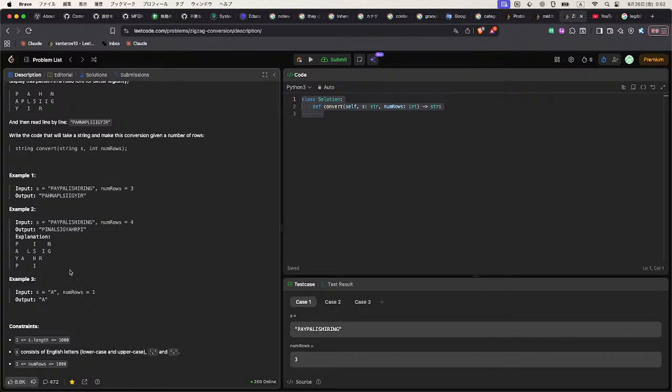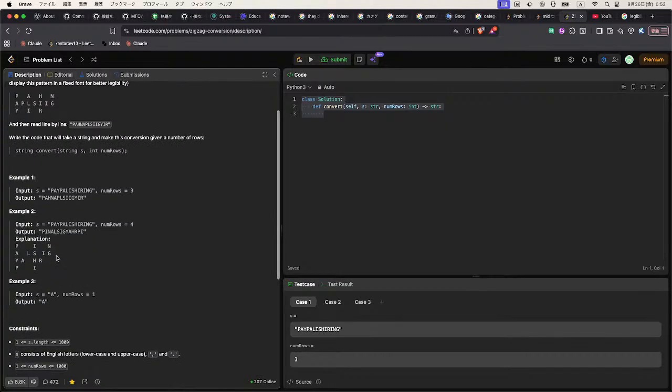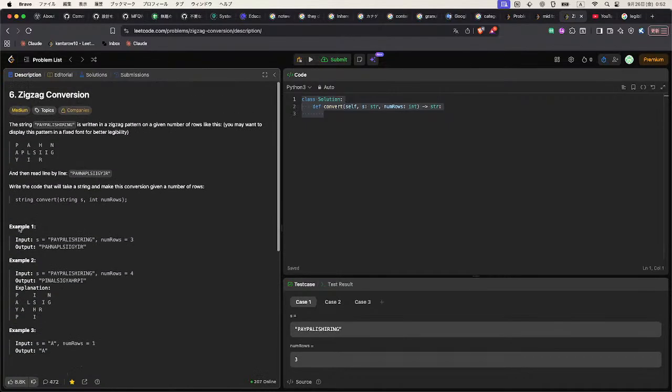But I think we can find a pattern of indices, because in this case zero, 1, 2, 3, 4, so 0, 4, 5, 6, 7, 8, 0, 4, 8, 9, 10, 11, 12, so 0, 4, 8, 12, yeah, right? So we can calculate it.